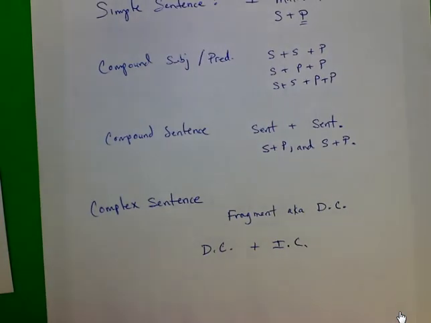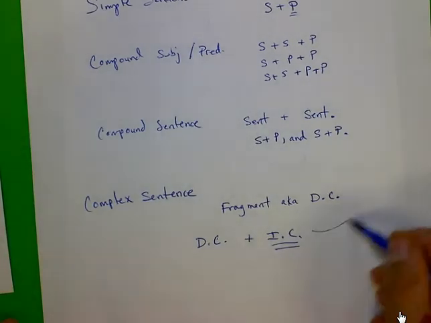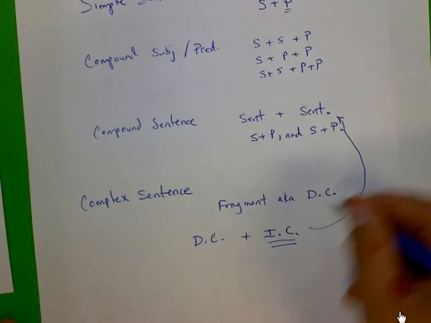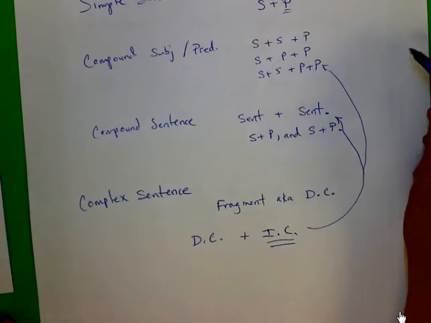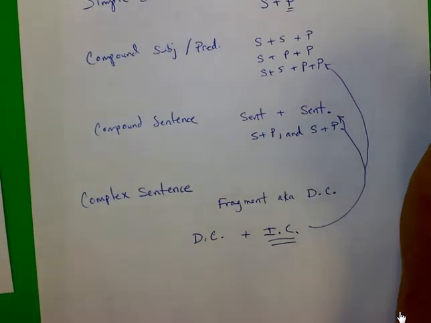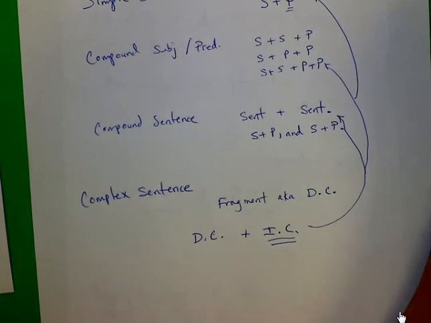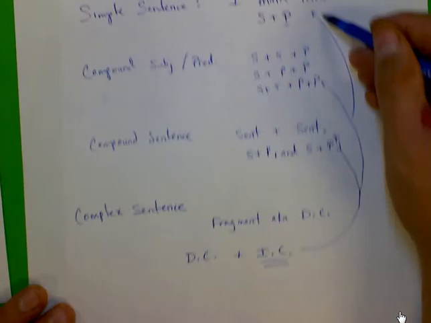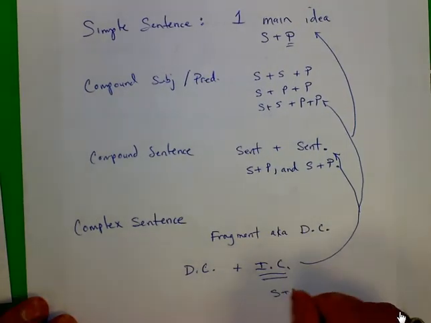Now, what you need to know is this IC, it could be a compound sentence, which means it would just be an IC plus an IC. It could be compound subject, it could be a compound predicate, it could be both together, or it could be just one simple sentence. So let's try the simplest version of that, which is the simple sentence up here. So we have a subject plus a predicate.